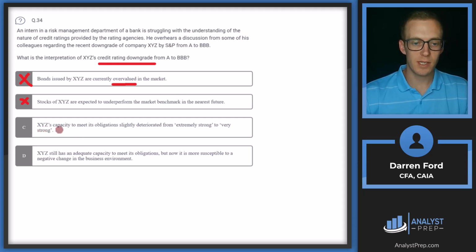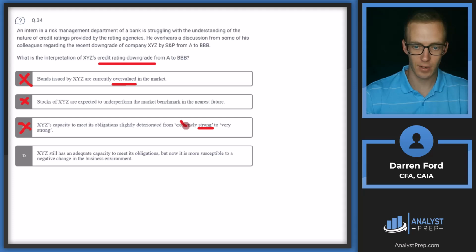Answer C, XYZ's capacity to meet its obligations slightly deteriorated from extremely strong to very strong. So this is going to be incorrect as well. And so I think the technical definition of A rating is strong, not extremely strong, to adequate. So for BBB, it's considered adequate, and for A, it's considered strong, not extremely or very strong. So it looks like we'll be going with answer D.